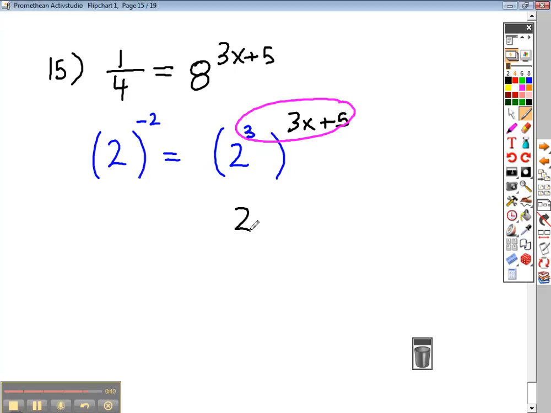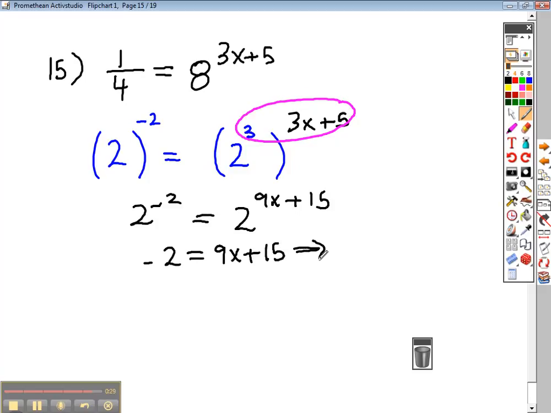So that's going to be 2 to the 9x plus 15. And then on this side I have 2 to the -2. Since it's the same base, it's just -2 equals 9x plus 15. You can solve for x by subtracting 15 and dividing by 9. And you get -17/9, which is answer letter C.